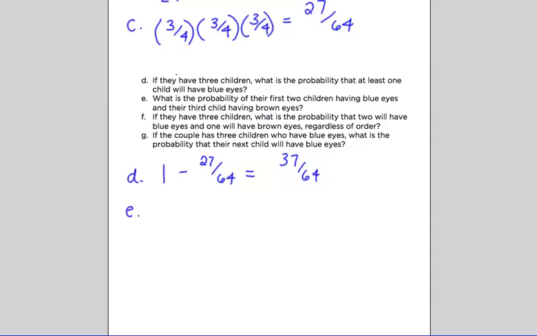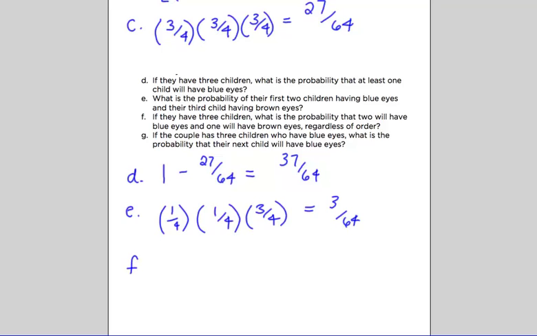For E, it says, what is the probability of their first 2 children having blue eyes and their third child having brown eyes? So the first child probability having blue eyes is 1/4, because this is the recessive phenotype. The second child, the probability of having blue eyes is again 1/4. And the probability of the third child having brown eyes is 3/4 because it is the dominant phenotype. So if you multiply that across, you get 3 over 64.